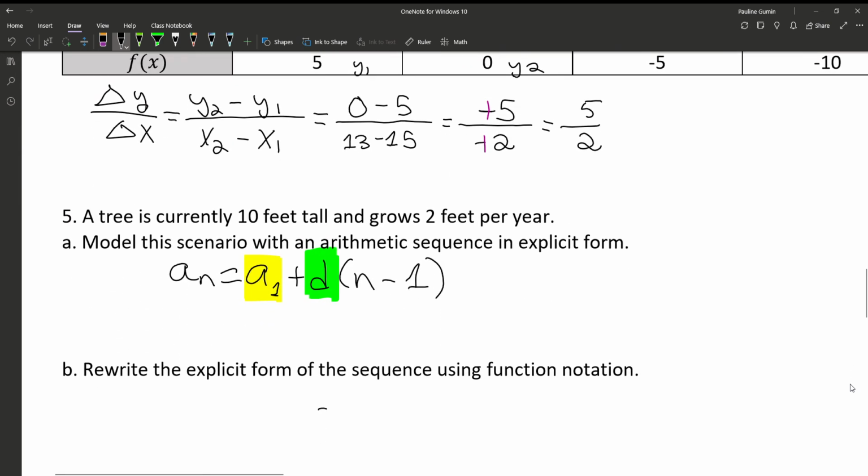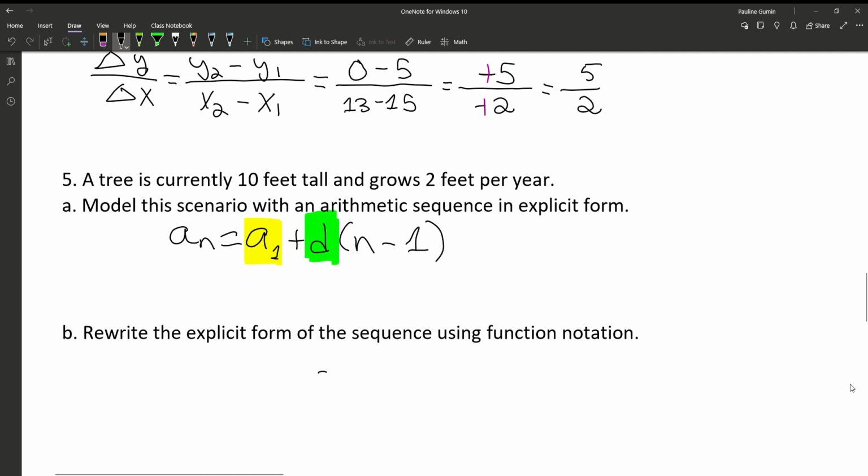Now, let's connect last unit to this unit. And we're going to do that by taking arithmetic sequences and reshaping them into function notation. And then we'll use that average rate of change. We will in a lesson a little later. But we need to learn these first couple of things, and then we'll connect it together.